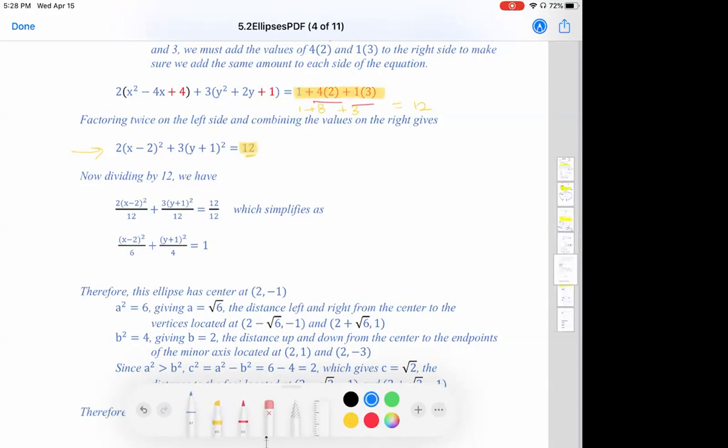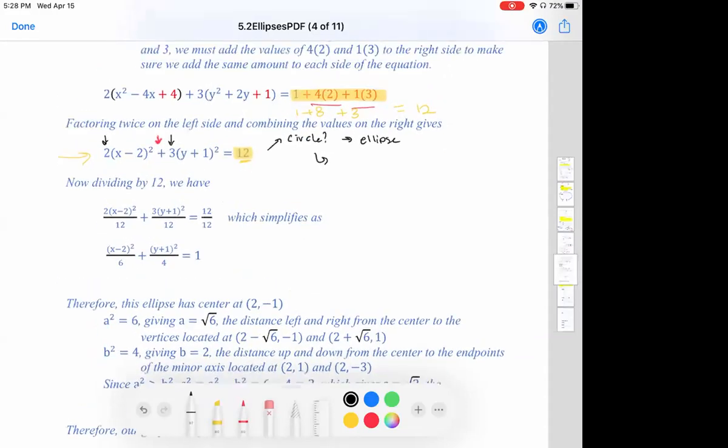Okay, so we have our formula. It's really close. It kind of looks like a circle, right? You're like, circle, what's going on? But a circle doesn't have these numbers in front. So let's just know it's not a circle. And most importantly, we have a plus. So I know it's not a circle, it's an ellipse. What do we do next? We must divide by the number that it's equal to. It's equal to 12, so we must divide by 12 to make a 1.